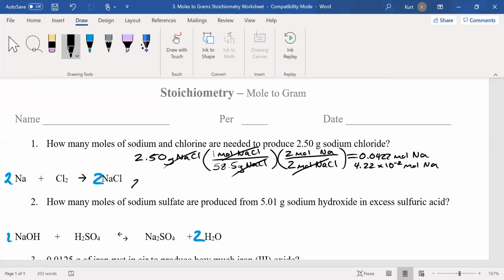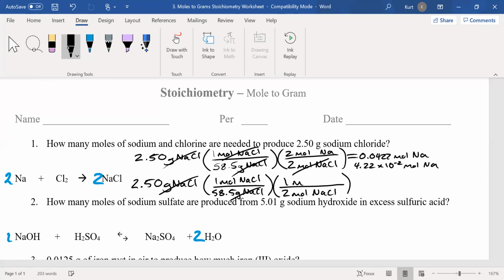Now, you do the second round. You're going to convert it to chlorine. 2.5 grams of sodium chloride. 58.5 grams of sodium chloride on the bottom. 1 mole of sodium chloride on top. Grams of sodium chloride cancel out. The second step will then be to convert 2 moles of sodium chloride into 1 mole of chlorine. 2.5 divided by 58.5 divided by 2.